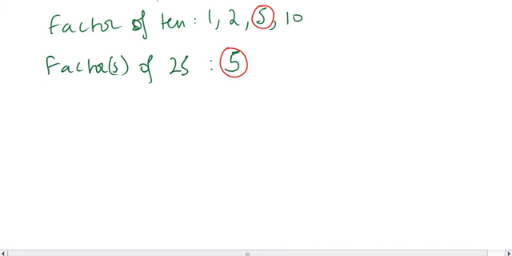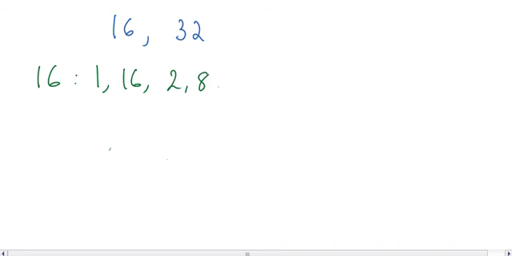Let's do another example. What is the greatest common factor of 16 and 32? Once again, let's find the factors of 16 and of 32. For 16, its factors would be 1 and 16, 2 and 8, 4 and 4, so it would be just 4, and that's it.